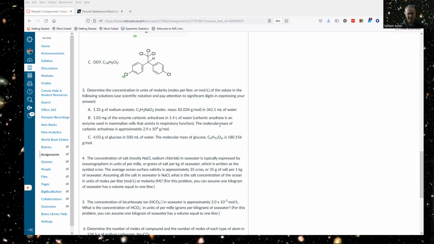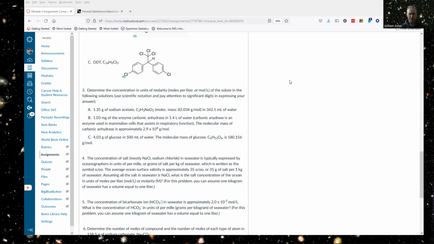1.4 liters of water. As I say here, carbonic anhydrase is an enzyme used in mammalian cells that assists in respiratory function. What they do is they take carbon dioxide out of bicarbonate and turn it into the gaseous form of carbon dioxide so that it can be expelled from your lungs. That's normally a slow process, but carbonic anhydrase is an enzyme that makes that go much, much faster. And I tell you that the molecular mass of carbonic anhydrase is 2.9 times 10 to the 4th grams per mole. So it's a big molecule because it's an enzyme, okay?